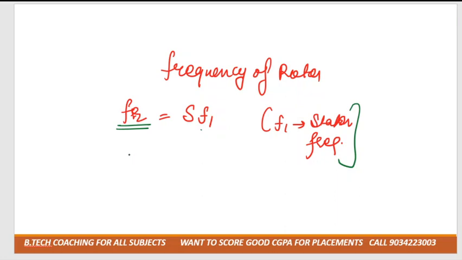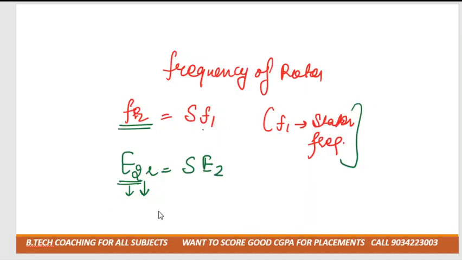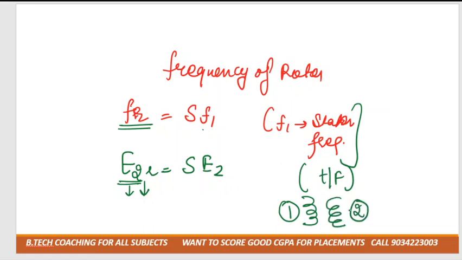Similarly, we have a different EMF when considering slip, that is E2r is equal to S into E2. What is E2r? The 2 means it is for the rotor. If you have studied the induction motor, it also works like a transformer. In a transformer, the primary winding is considered as 1 and the secondary winding as 2, right? So in this case also it is a rotor and a stator.